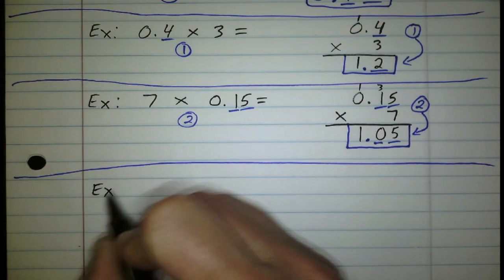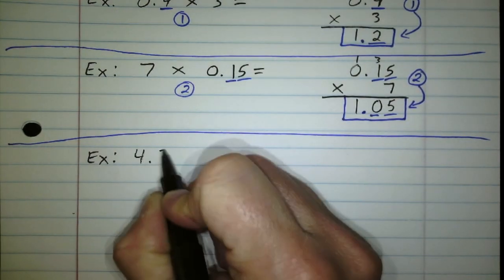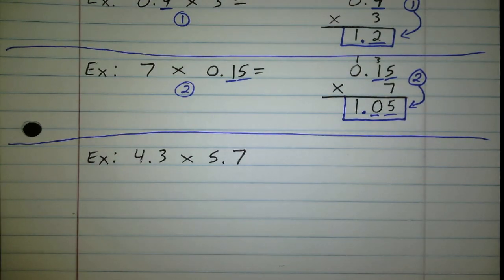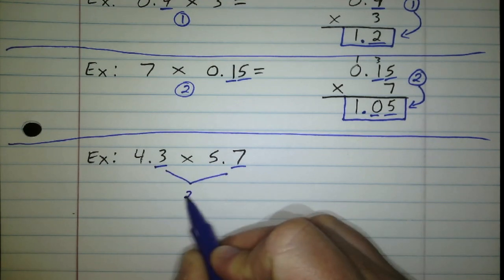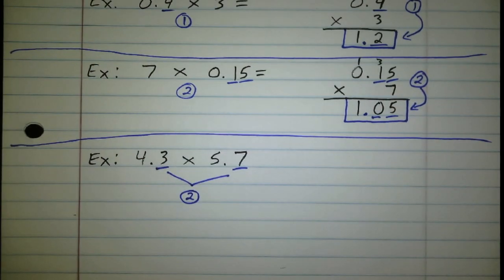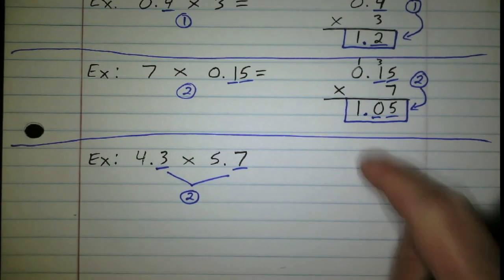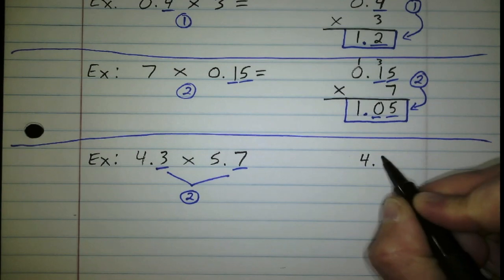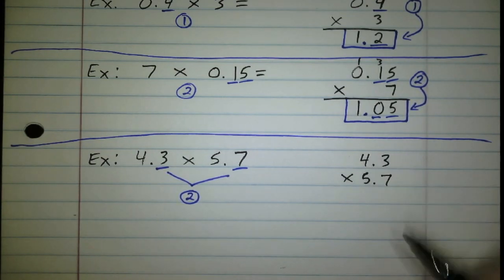The next example, I'm going to move this up just a little bit. 4.3 times 5.7. So when looking at numbers behind the decimal, I have a 3 and a 7. That means there are 2 numbers behind the decimal in the problem, which means we should have 2 numbers behind the decimal in our answer. Both of these are 2-digit numbers, so it doesn't really matter which one I write on the top, but I will give myself a line up here when I carry. So I'm going to put 4.3 here times 5.7. So the 7's under the 3, the 5's under the 4.